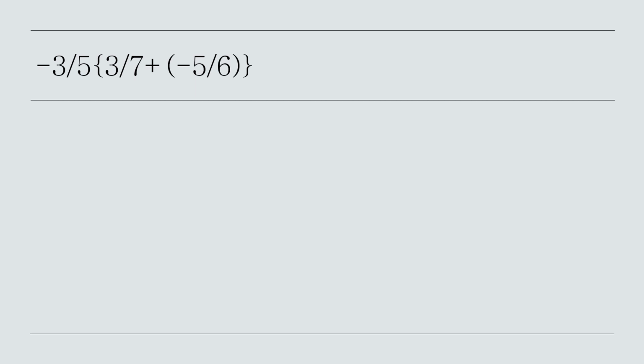Now here you have to apply the distributive law, using the distributive property. Minus 3 by 5 into 3 by 7, minus 3 by 5 into minus 5 by 6. Okay, there is another way also. You can simply solve the inner bracket and then multiply the result by minus 3 by 5. But if the question is specifically asking you to use the property, you have to do so.